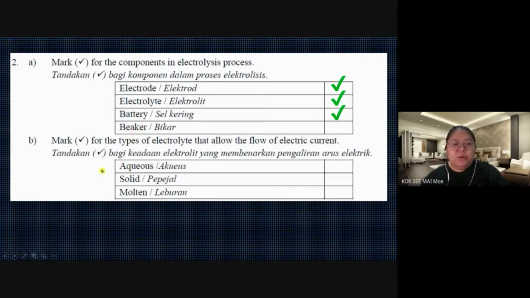Then we go to find out which type of electrolyte allows the flow of electric current. This one we know solid cannot flow. Only the aqueous and also the molten can let the current, let the electrons move. So that means there is current.